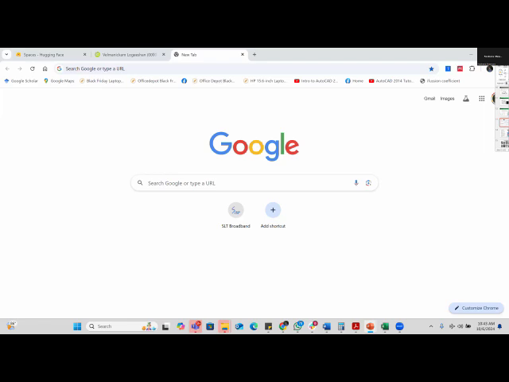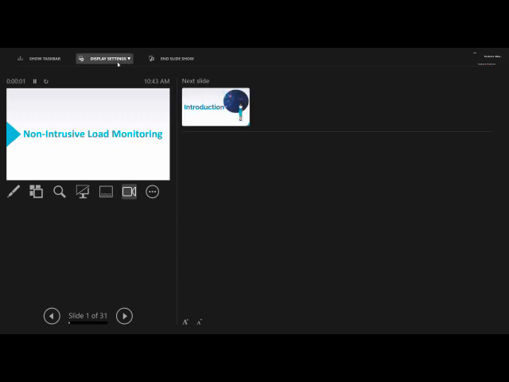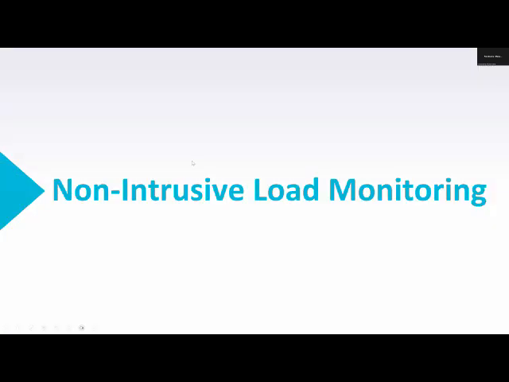And the second research is non-intrusive load monitoring, right? Let me share that one. Okay, so this is the other one, non-intrusive load monitoring.